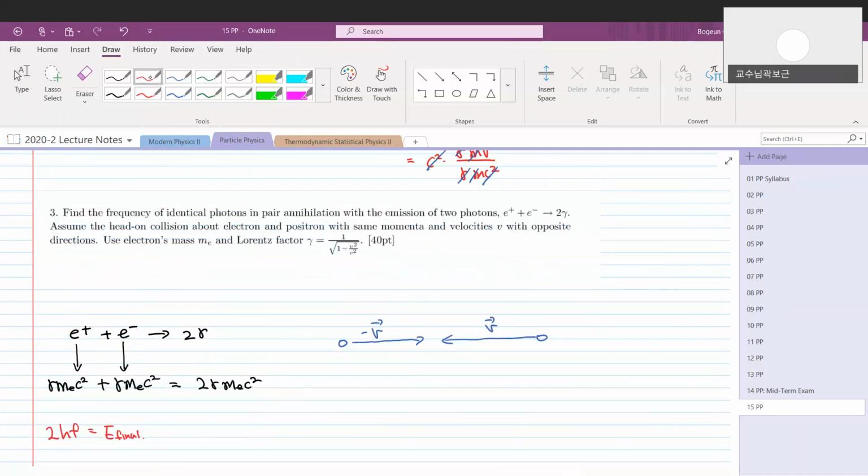There is just one way the photons can be produced: in opposite directions, with the same speed, the speed of light. To make their momentum zero in the final state, their frequencies should be the same as each other.